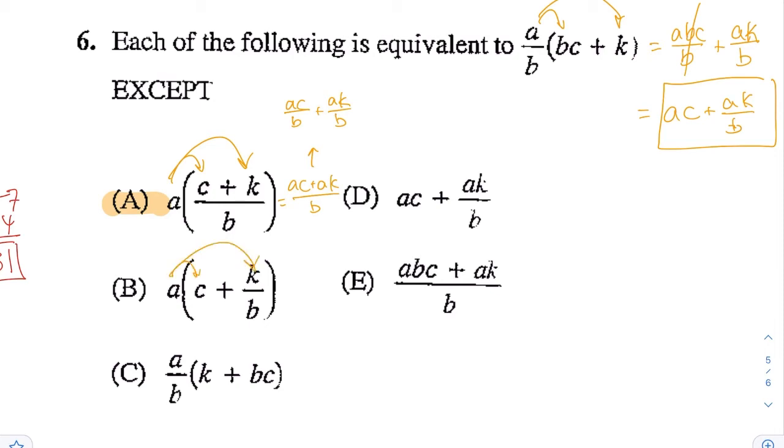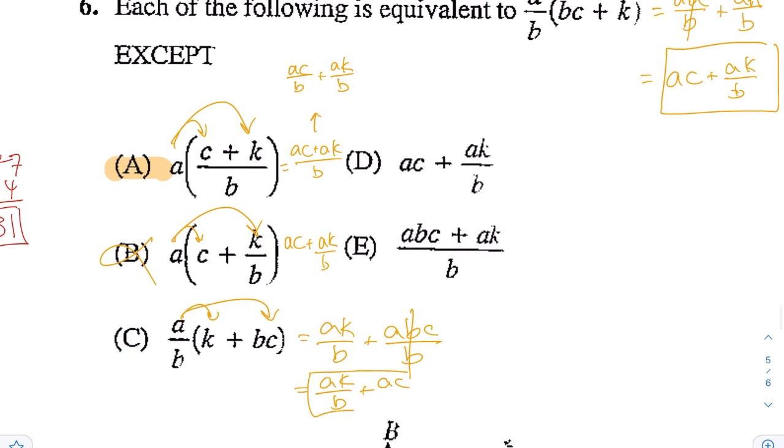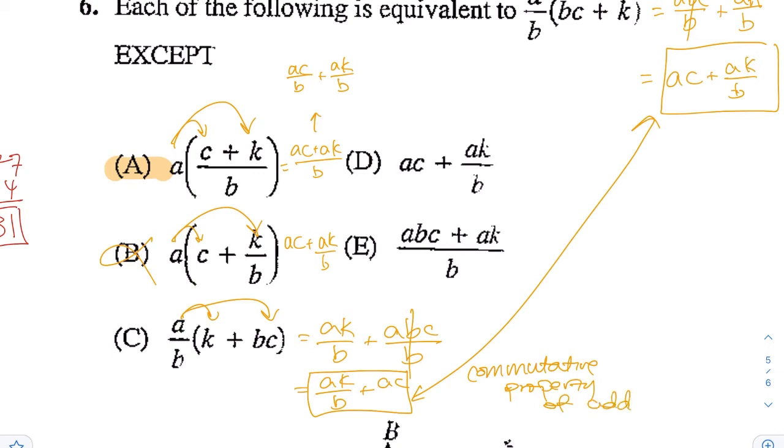So for choice B, that will give you AC plus AK over B, which is exactly what we have, so that's not what we're looking for. For choice C, you'll have AK over B plus A times B times C divided by B. And here B cancels out, so this is AK over B plus AC. And here, this is the same as the original, just the commutative property, which means you can switch the order. Choice D is the same as this, so that's not what we're looking for.